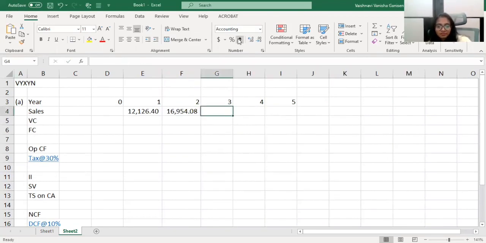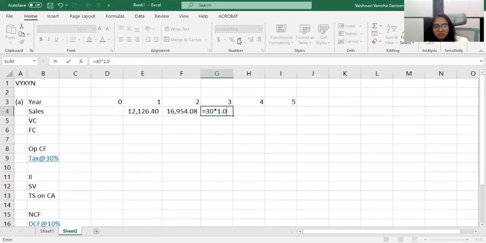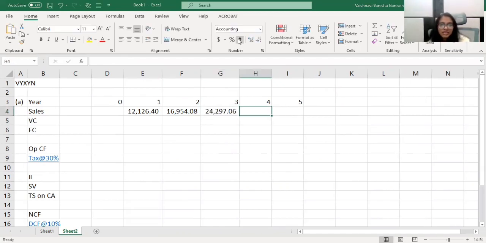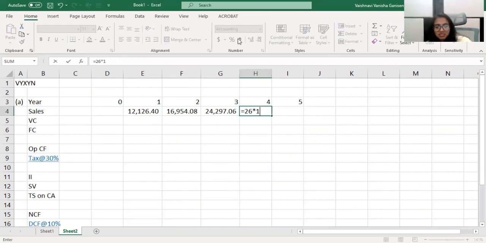The next one, 30 multiply 1.04 to the power of 3 multiplied by 720, and year 4 will be 26 multiply 1.04 to the power of 4 multiply by 400, sorry, not 300, 400.